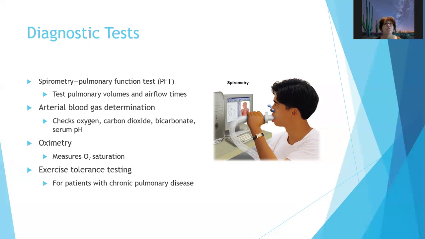Arterial blood gas determination checks oxygen, carbon dioxide, and bicarbonate levels, as well as serum pH. And often they're trying to determine if you're in respiratory acidosis or alkalosis or metabolic acidosis or alkalosis, which we'll talk about later. But basically, if it's not respiratory, it's metabolic. Oximetry measures O2 saturation, and we've done that in lab with a pulse oximeter. Exercise tolerance testing for patients with chronic pulmonary disease, they're usually testing your breathing while you're walking or running on a treadmill or riding a stationary bike, something like that.